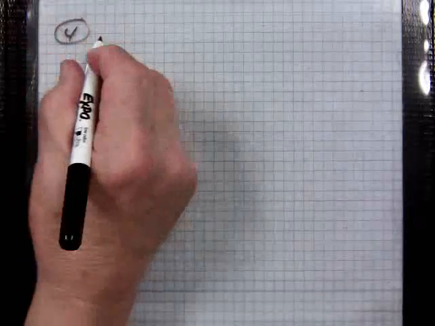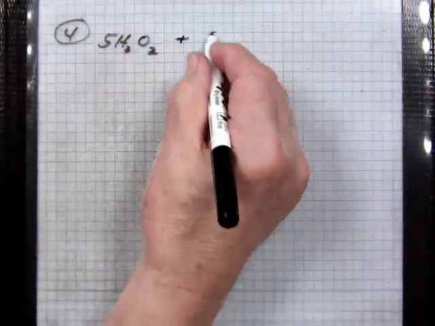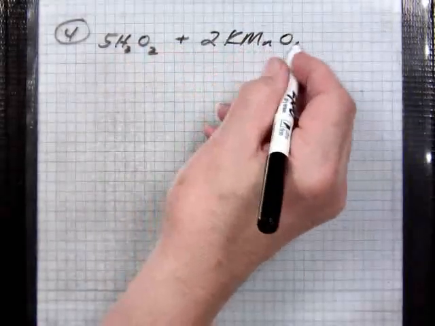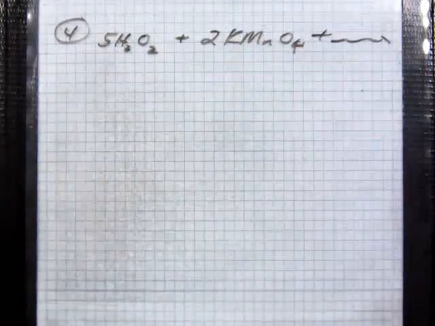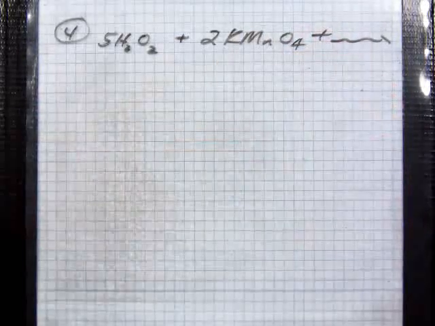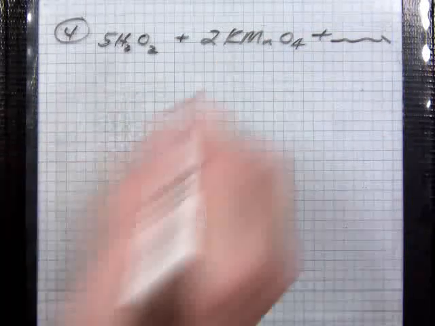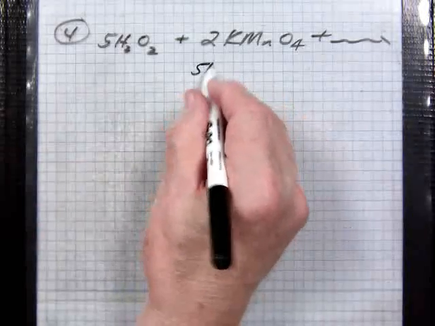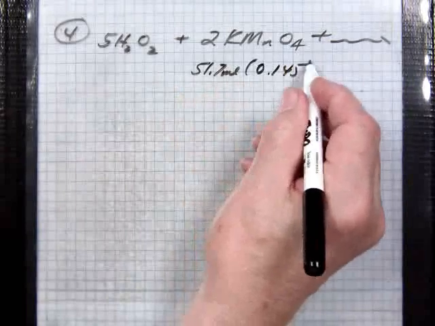So let's look at this. I'm just going to take the H2O2 and react that with the 2 KMnO4, and then it goes plus whatever else we've got in there. Okay, it says it requires 51.7 milliliters of the 0.145 molar potassium permanganate. So I have 51.7 milliliters of a 0.145 molar solution that I use.